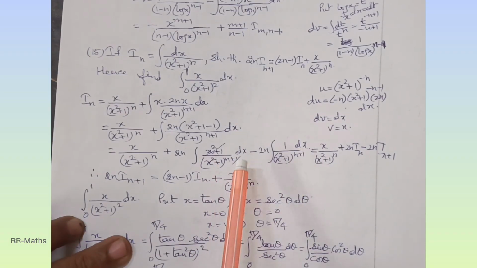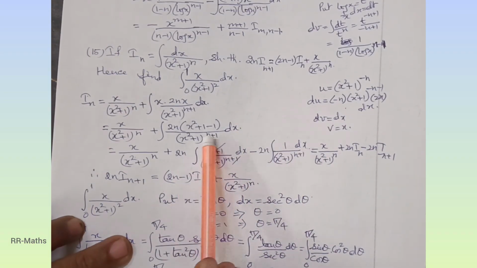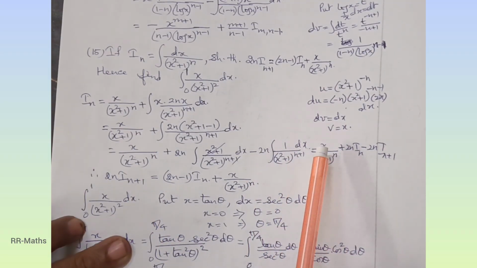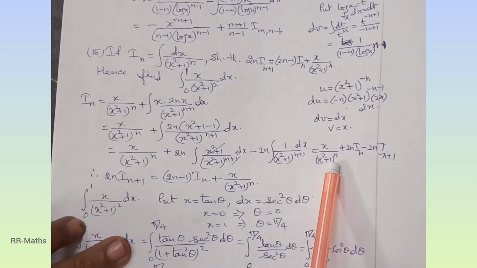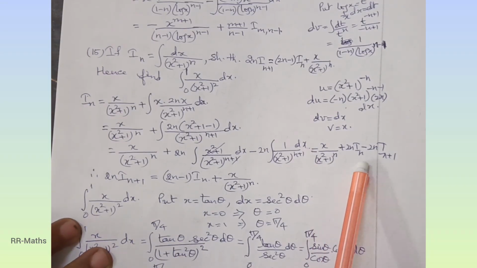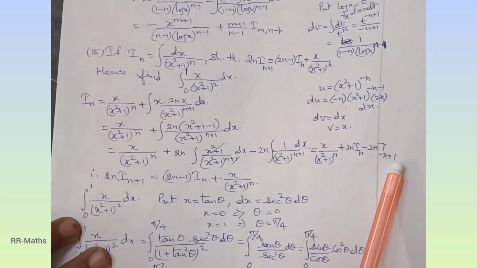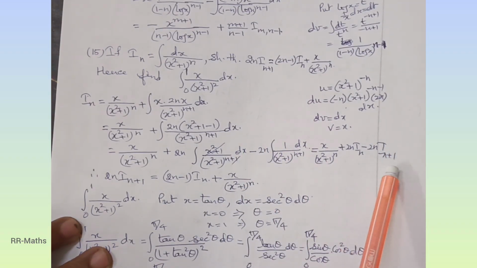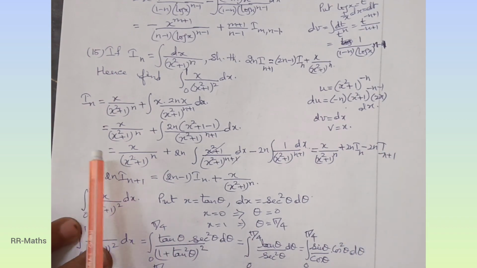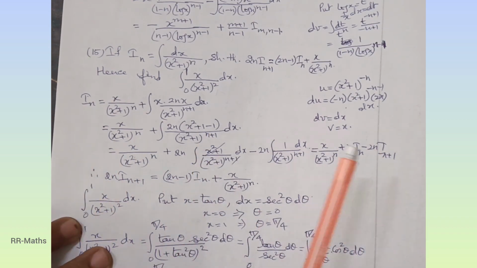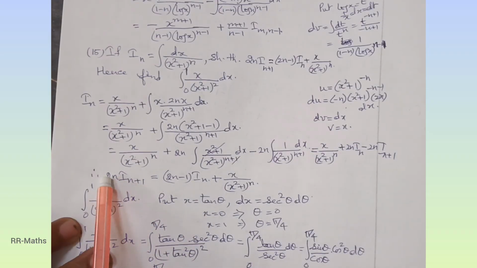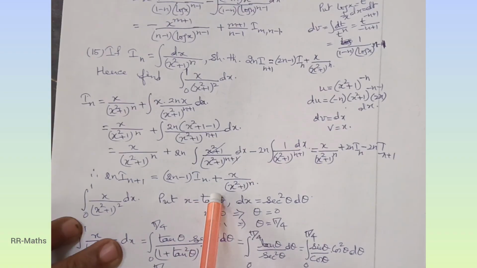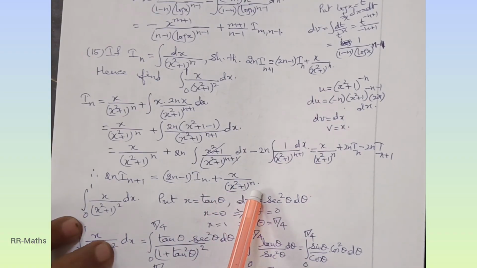So one (x square plus 1) gets cancelled here. So this becomes In and this becomes I(n+1). So you have x by (x square plus 1) whole power n plus 2n In minus 2n I(n+1). Now you want the answer as I(n+1) equal to, so you bring this 2n I(n+1) to your left hand side, and the In you have there you bring to the right hand side. So you get 2n I(n+1) is equal to (2n minus 1) into In plus x by (x square plus 1) whole power n.